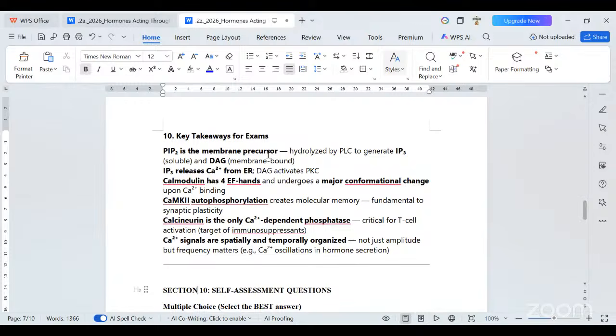So these are key takeaways. PIP2 is the membrane precursor. IP3 releases calcium from the ER. Calmodulin has 4 hands and undergoes conformational changes to bind calcium.